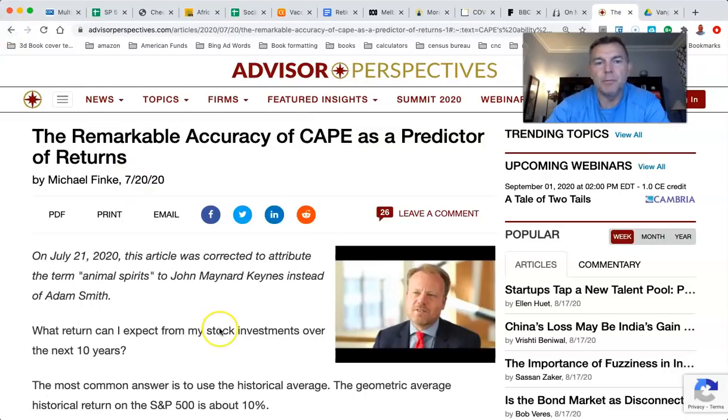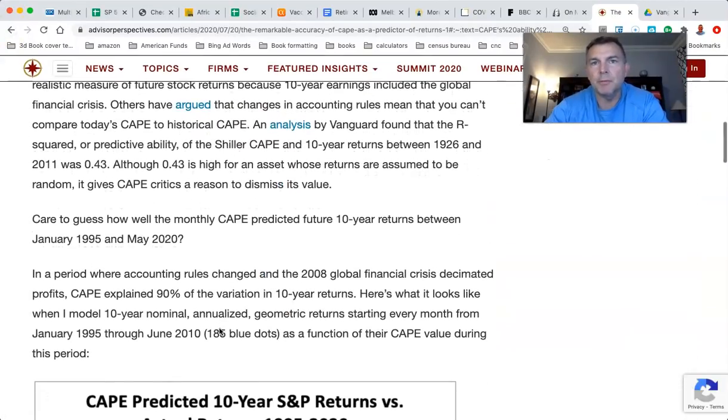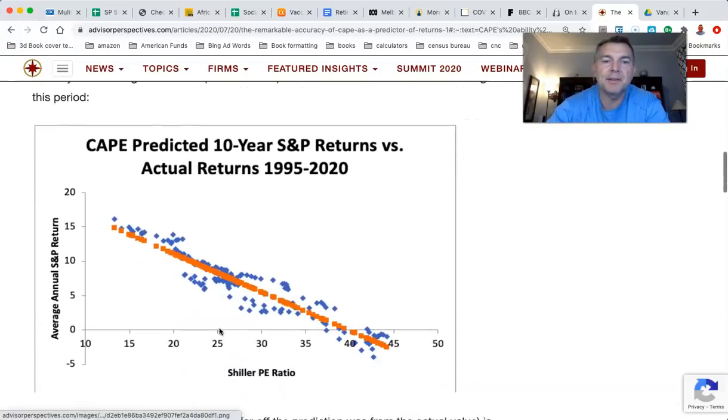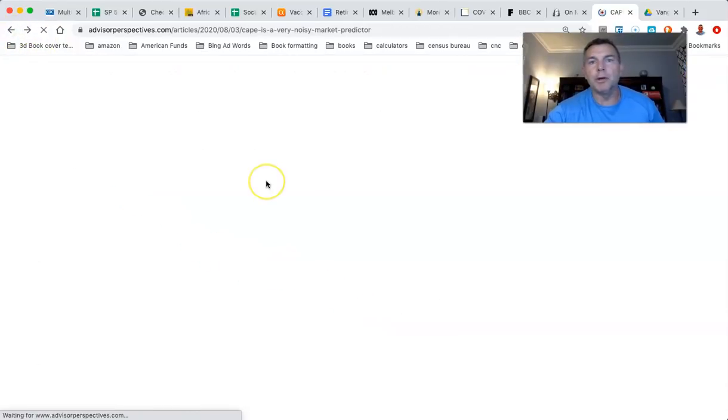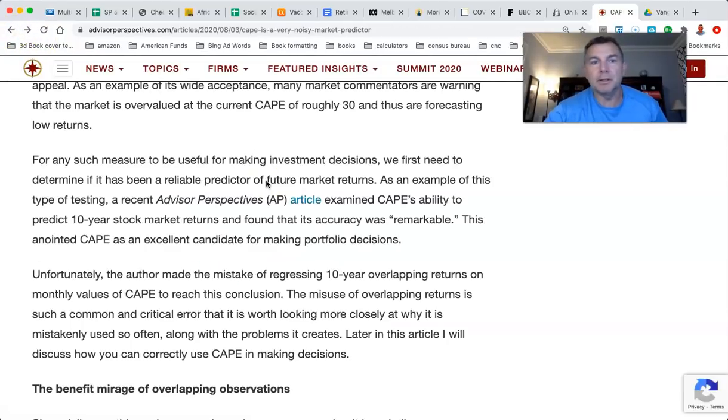All right, so basically what my man Finke and Robert Shiller from Yale are saying is that CAPE can predict returns with incredible accuracy. And so if the CAPE ratio, the cyclically adjusted PE of the S&P 500, is trading at 29, you basically aren't going to get much more than a 5 to 6% rate of return going forward. All right, well, let's blow the lid off that. I had never thought about it like this.